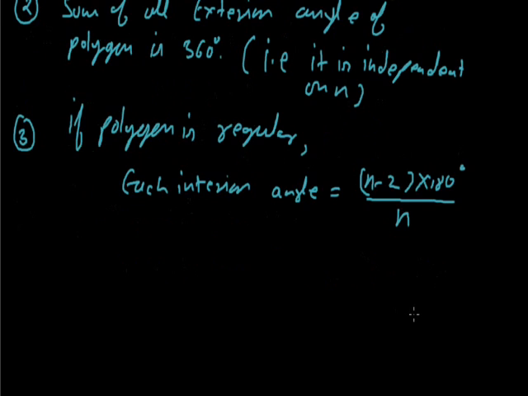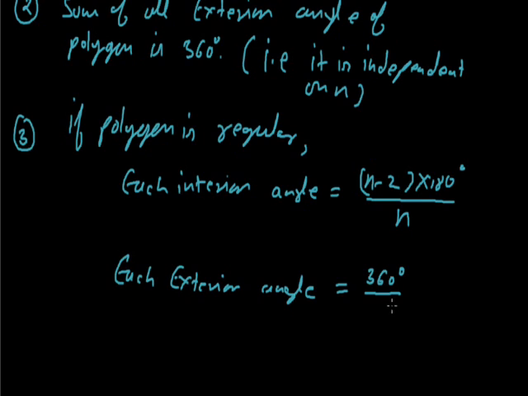In the same way, we can find each exterior angle. As we know that the sum of all the exterior angles is 360 degrees. As there are n sides or n exterior angles, each exterior angle should be the same, that is 360 degrees divided by n. This should be each exterior angle value. Remember that we can find each interior angle and each exterior angle only when the polygon is said to be regular.